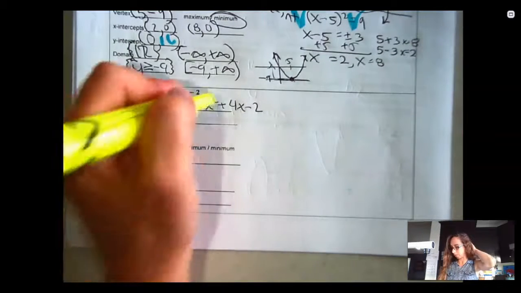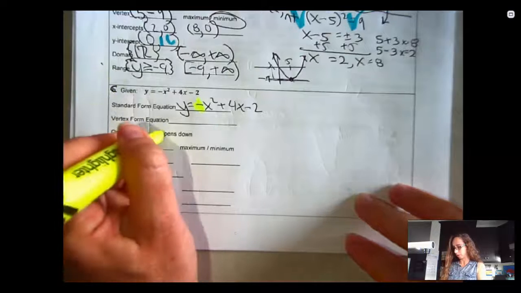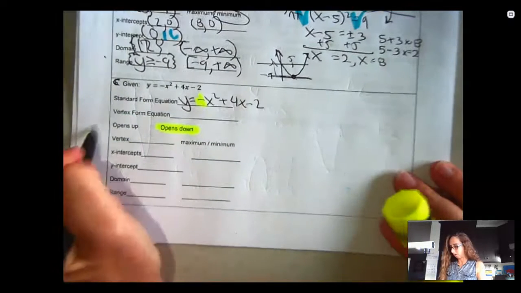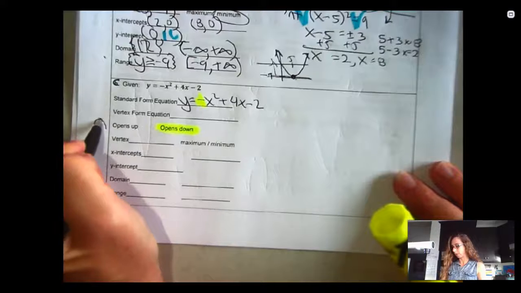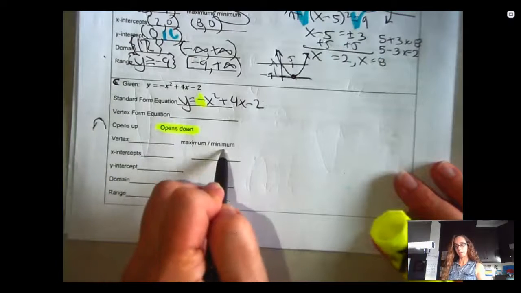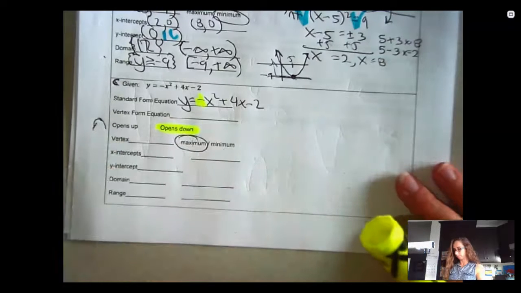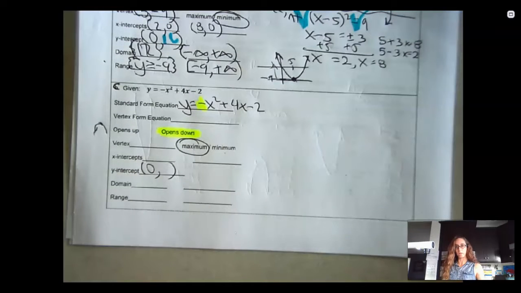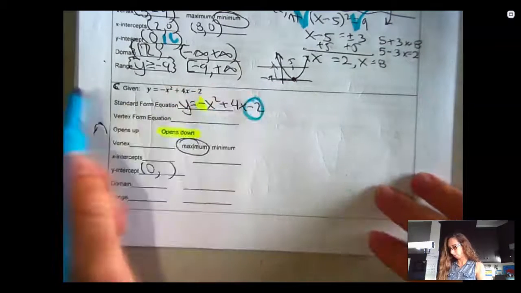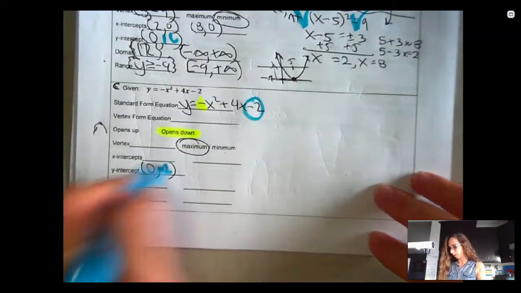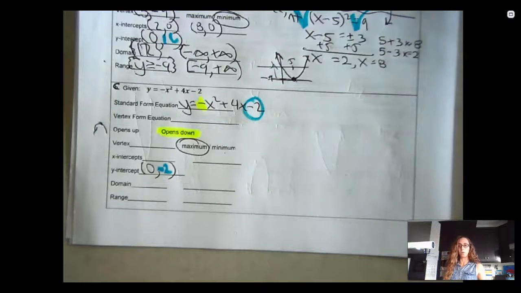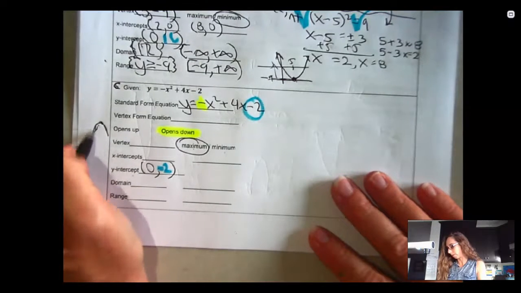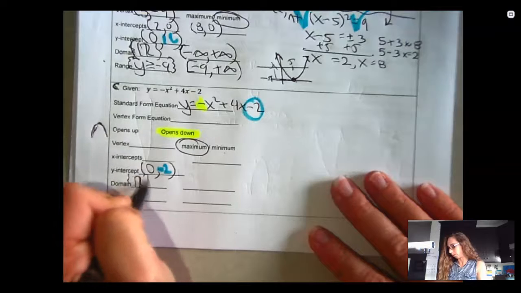The easiest thing for me to do is to find out that this thing is actually going down. Well, if it's down, what does that mean the vertex is? A min or a max? Oh, it's a max. Okay. I can find the y-intercept really quickly. Who remembers how to do that? It's -2. I like to fill in the stuff that's totally no problem, and then it gives me the domain, everything right, everything left. All real numbers.